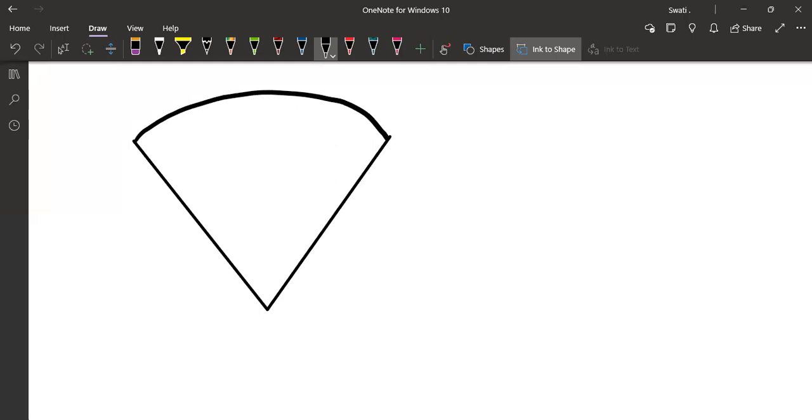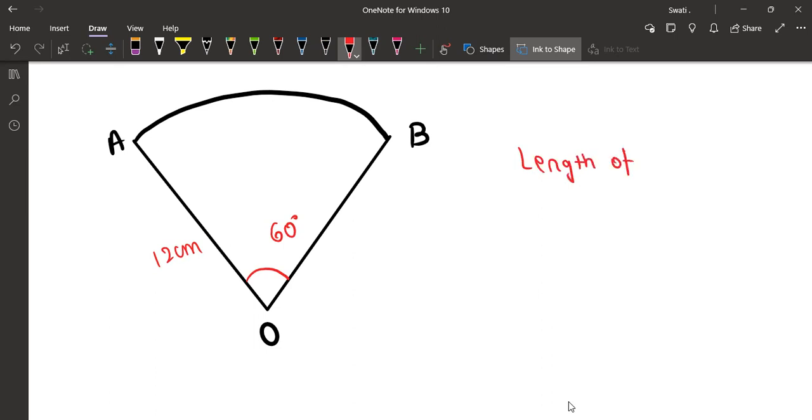So this is the next question where we have the sector, of course, given OAB. The radius is given 12 centimeter and the theta is given 60 degree. Okay. So here, what do we have to find? We have to find the length of the arc AB. That is what we have to find out with another added information, and that is we have to keep our answer in terms of pi.